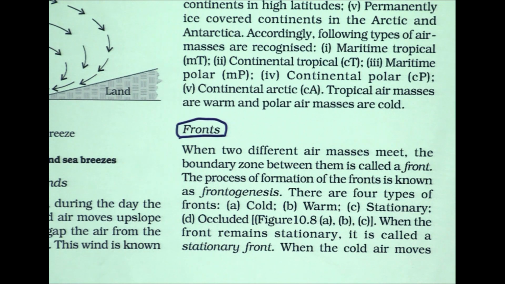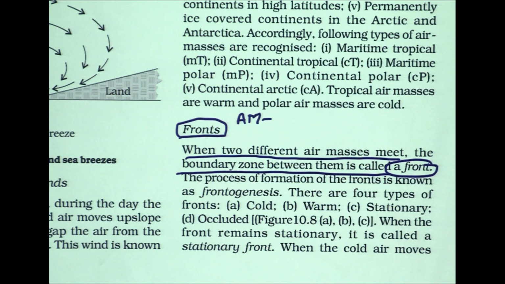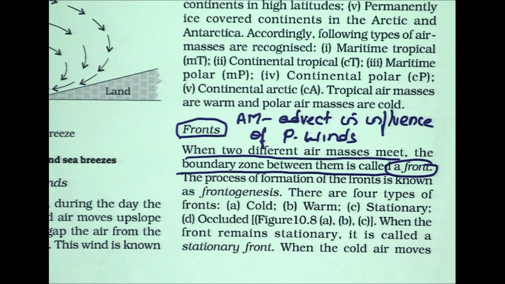NCERT, fronts. When two different air masses meet, the boundary zone between them is called front. Why will the two air masses meet? Because air masses tend to advect in influence of planetary winds. And remind yourself, I have given you that planetary winds are three prominent types: trade, westerlies and polar winds. The process of formation of front is known as frontogenesis.